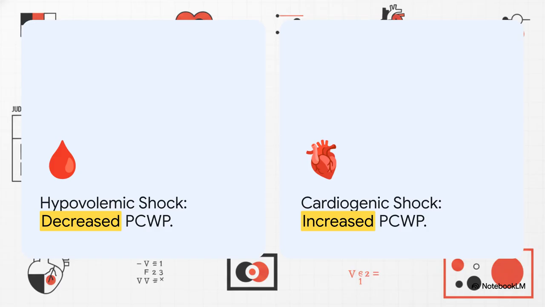A dropping wedge pressure means the tank is just empty. You're looking at hypovolemic shock. But a spiking wedge pressure, that means the pump is broken, fluid is backing up into the lungs, and you are dealing with cardiogenic shock. And remember, if you mistakenly push IV fluids on that broken pump, you are literally going to drown your patient.